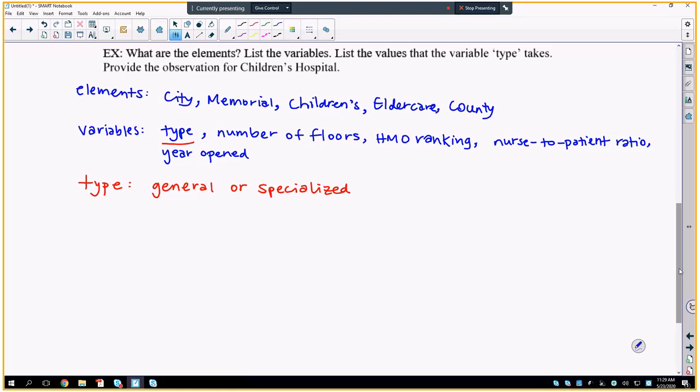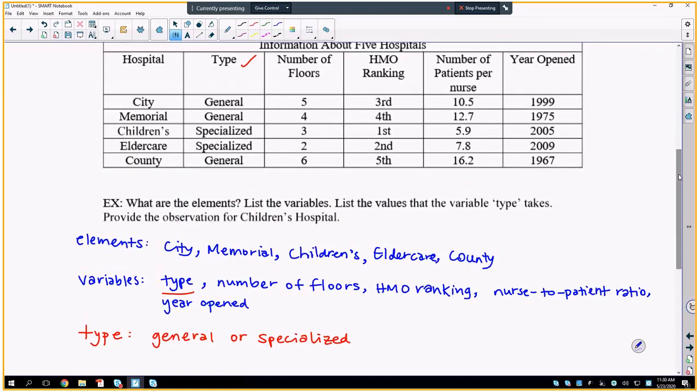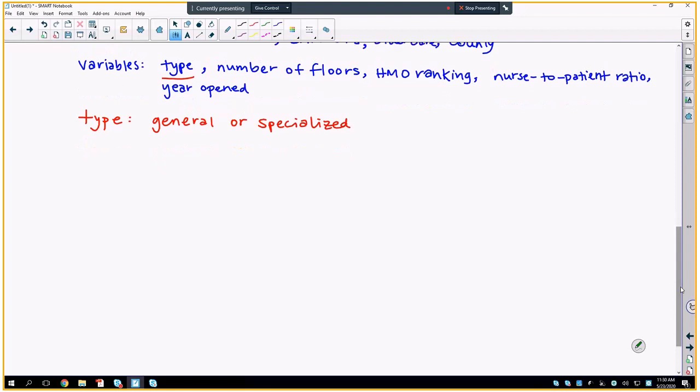And then lastly, it says to provide an observation for Children's Hospital. So let's look at all of the information we know about the Children's Hospital and see if we can come up with an observation. Well, first of all, I see the Children's Hospital is a specialized hospital. It looks like it was opened in the year 2005. It's a 3-story tall building. It has 3 floors. Its HMO ranking is number 1, and it has 5.9 patients per nurse. So that will be our observation.